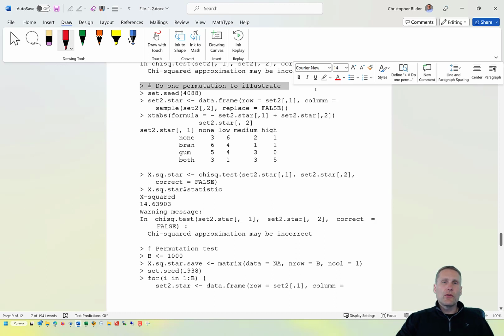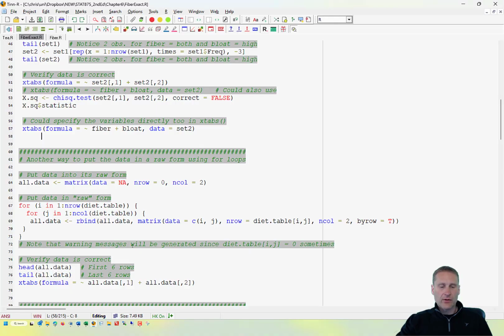Now I want to do one permutation of my column numbers to show you how it's done. Once we understand how to do that, we're going to apply the same technique, basically B equal 1,000 times, so we can get the distribution, or estimate the distribution, of X squared star. So let me come on over here.